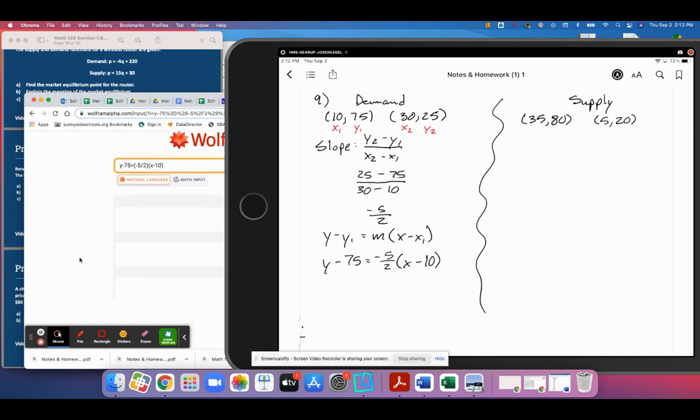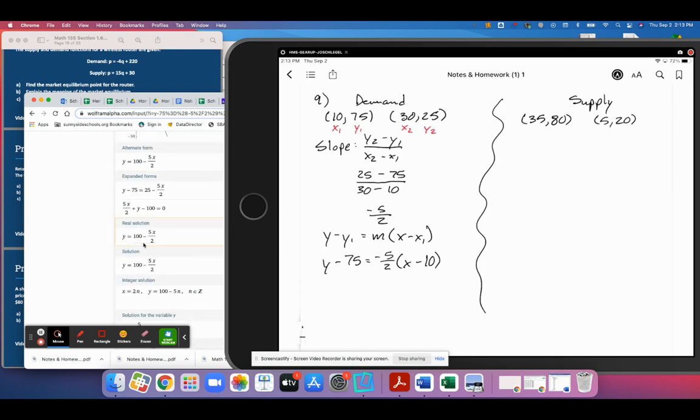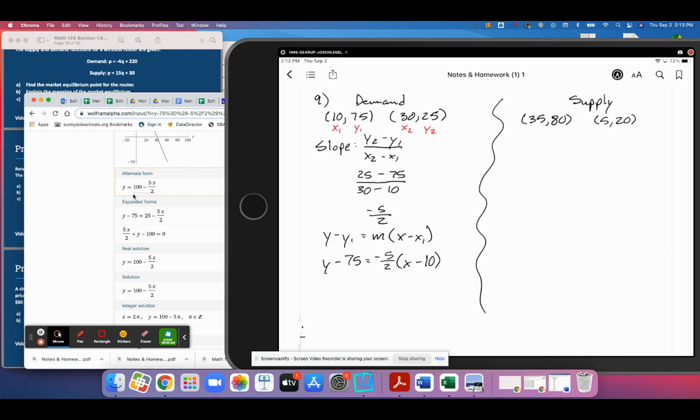And so looking for our alternate forms, I do want to put my x term first: alternate form negative 5 halves x plus 100. So y equals negative 5 over 2x plus 100. And for the supply, we need something similar. So that is our demand function. Let's get going on supply.